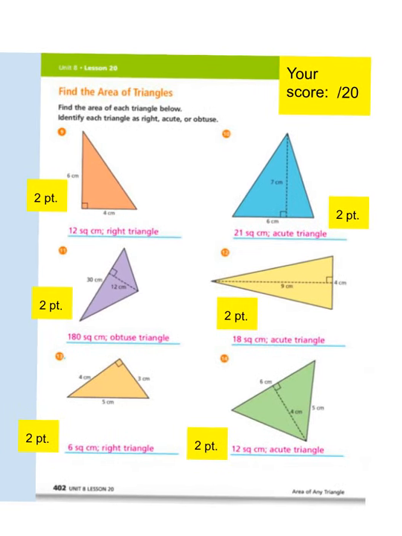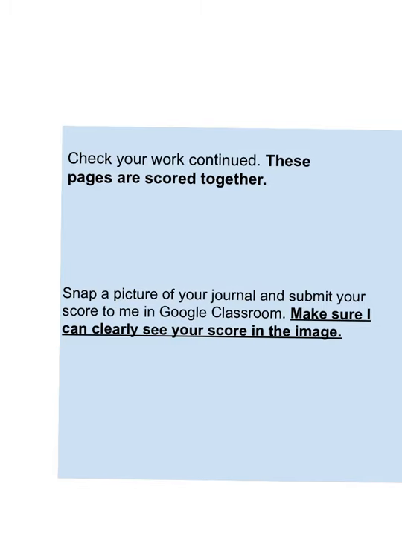So one thing that I'm thinking you might have forgotten was to include the kind of triangle. If you did not do that, you're going to want to do that real quick before you finish correcting. Then you want to snap a picture of this with your camera on your Chromebook and submit that to me in Google Classroom. Make sure I can see your score clearly so that it's at the top right-hand corner and it's in big, bold ink.